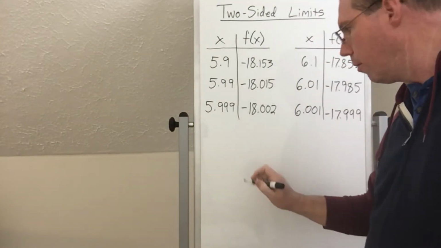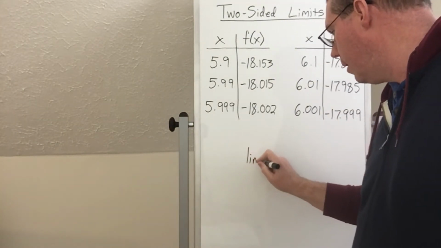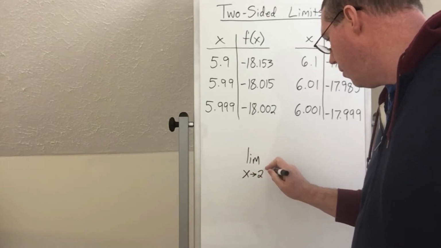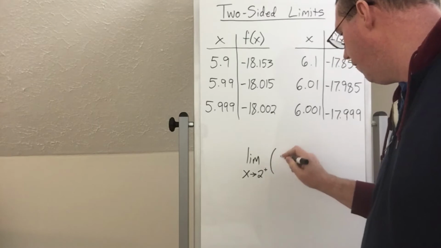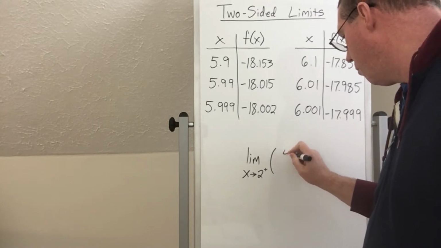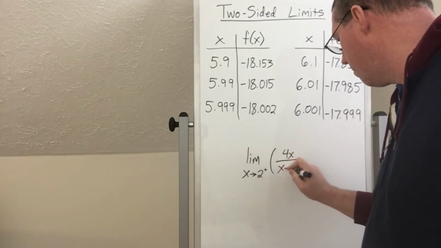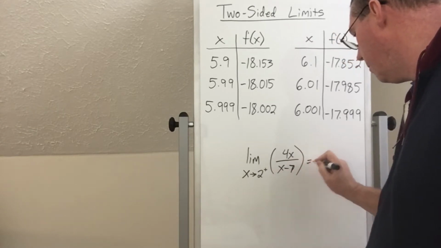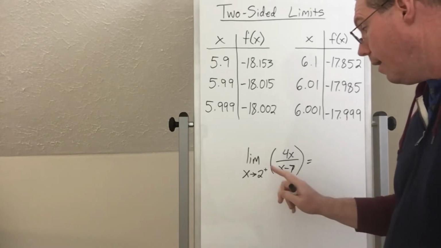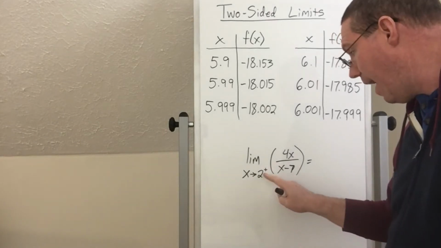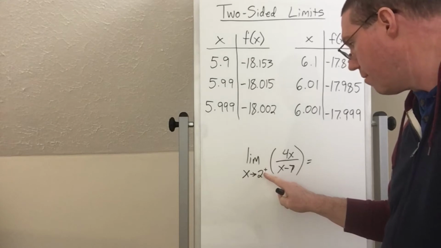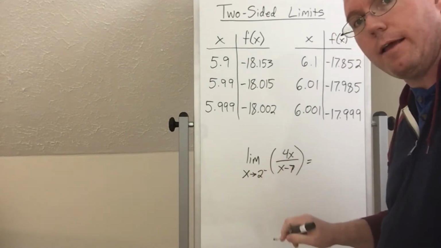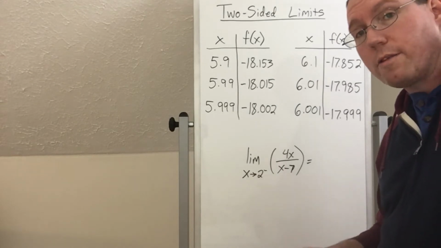Okay. Now I want to remind you what a one-sided limit and a two-sided limit look like on paper. If we had the limit as x approaches 2 from the right of, let's say, 4x over x minus 7, let's say that this is our limit. It's a one-sided limit if it has this little superscript here, right? If it says 2 from the right, or if it said 2 from the left, then it's a one-sided limit.